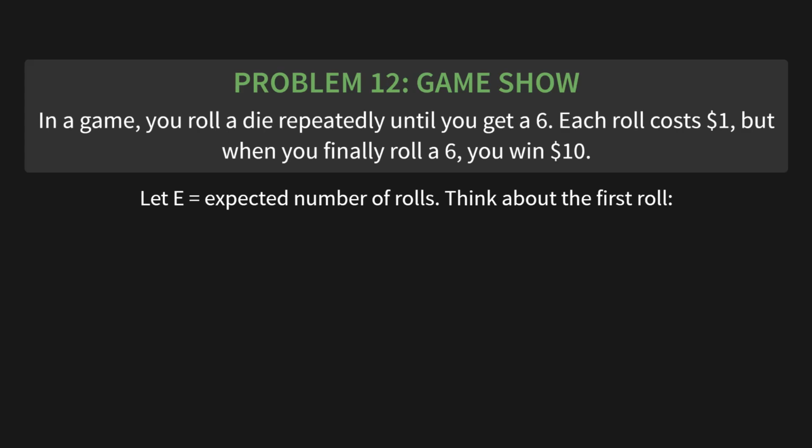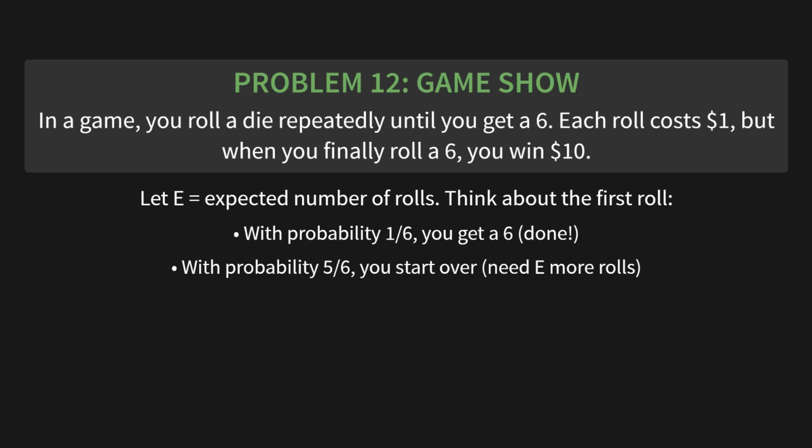Think about your very first roll. You always have to roll at least once, right? Now, 2 things can happen. With probability 1/6, you roll a 6. Boom. Game over. You're done in exactly 1 roll. But with probability 5/6, you don't get a 6.